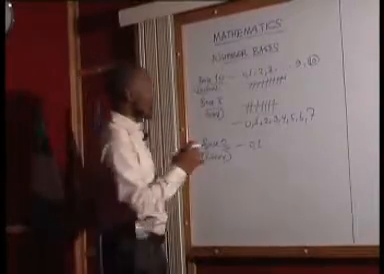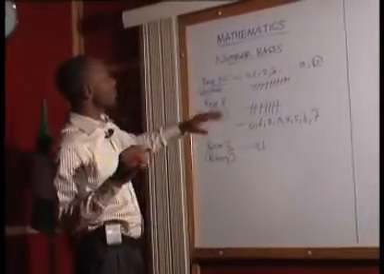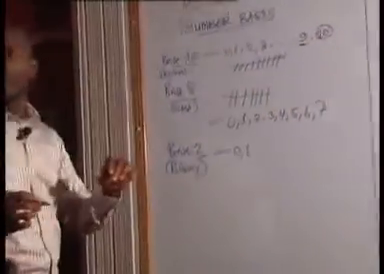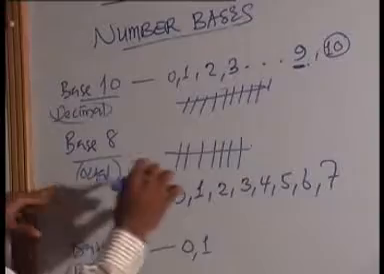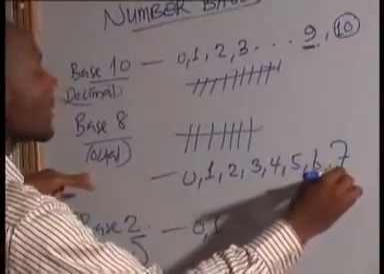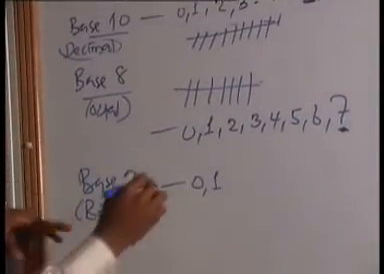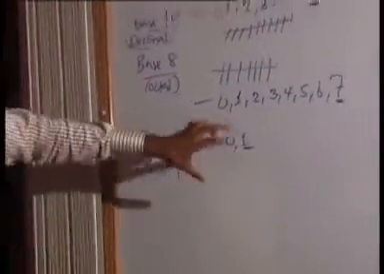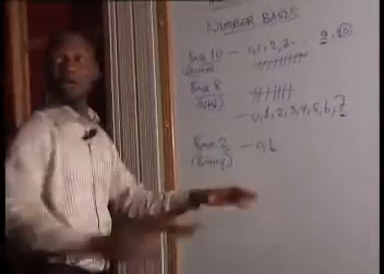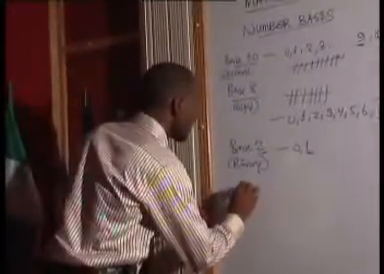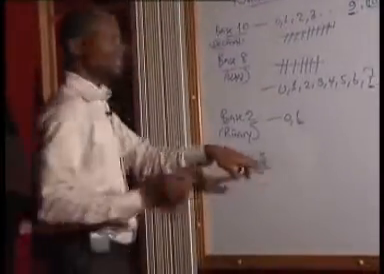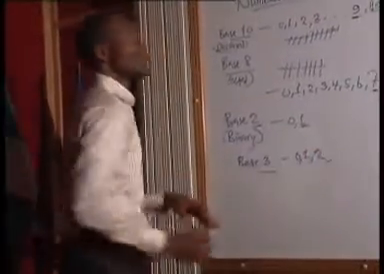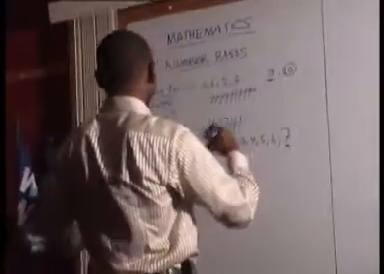Are you getting it? In base 2, there's something I want you to notice. In base 10, the highest digit is 9, one less than 10. In base 8, the highest digit is 7. In base 2, the highest digit is 1. In other words, in any base, you cannot have a digit equal to that base. For example, in base 3, you cannot have 3 as part of it. So what you have is just 0, 1, and 2.